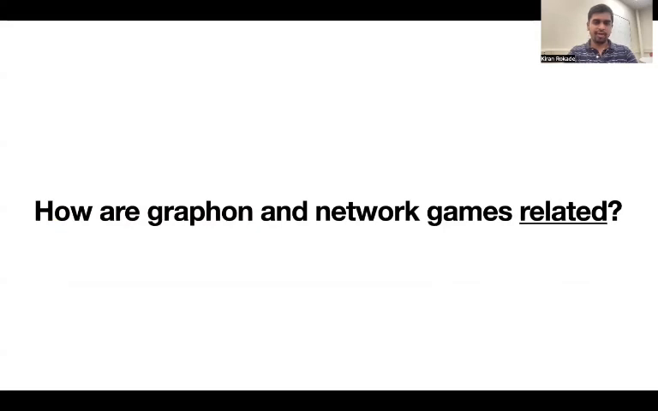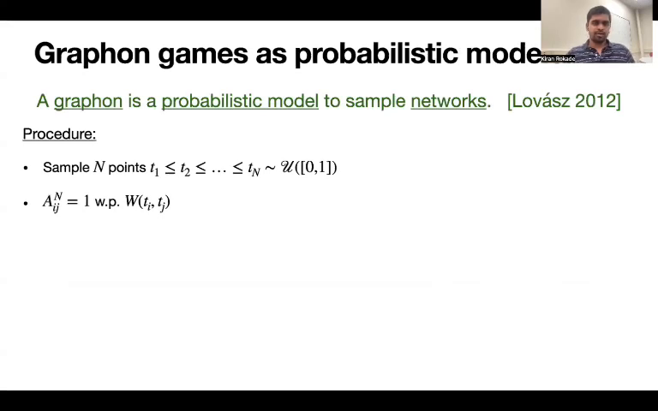So now that we know what Graphon games and network games are, the next question that we are interested in is how are these two related? It is known in the literature that a Graphon is a probabilistic model to sample finite networks. Now, how do we do this sampling?